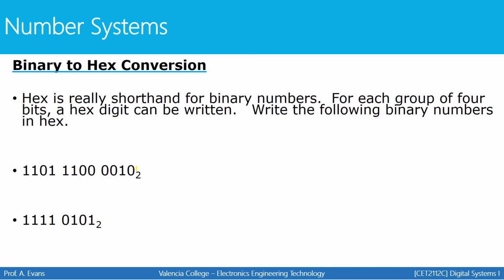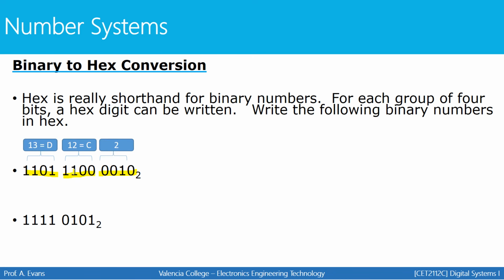So you're going to start from the right and work your way to the left, making groups of 4. There's a group of 4. There's a group of 4. And there's your group of 4. For each group of 4, you are going to write an equivalent hex digit. So for example, the number 0100 is the number 2 in hex.